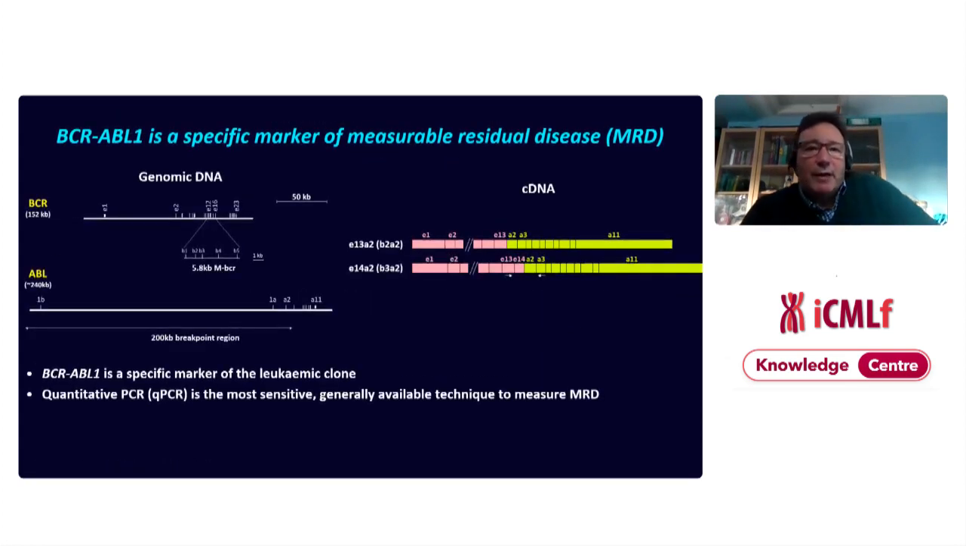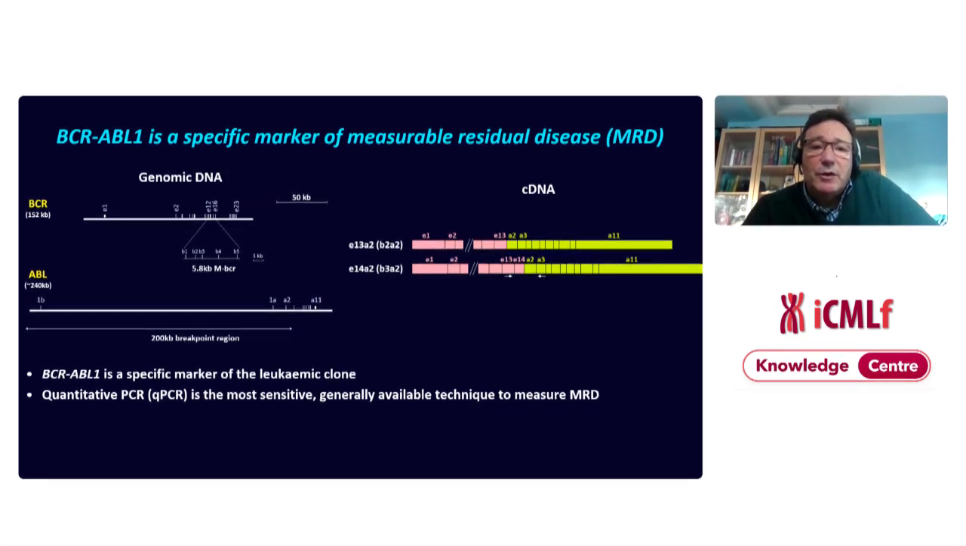So in CML, we have an excellent marker of measurable residual disease in the form of BCR-ABL. BCR-ABL is essentially a specific marker of the leukemic clone. And we know that quantitative PCR or related techniques such as digital PCR, which I'll mention later, is the most sensitive and generally available technique to measure MRD.